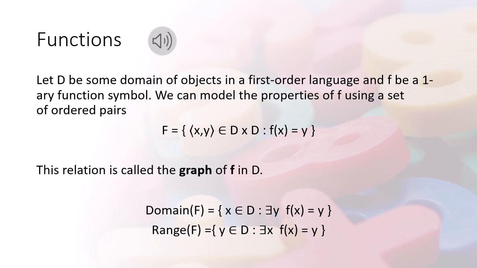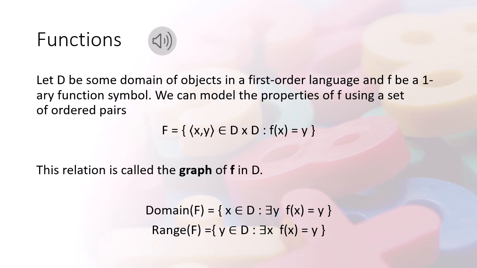So here, again, we're going to fix some D, which is a domain of objects in a first-order language. And you can think of maybe like when you're constructing a world in Tarski's world, the set of actual blocks or bricks that might be appearing there. And we'll let little f be a 1-ary function symbol. And that's just for clarity here. But you can work with an n-ary one as well. It just means that you'd be working with not an ordered pair, but an ordered n-tuple.